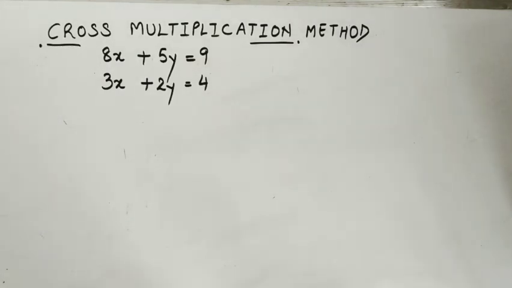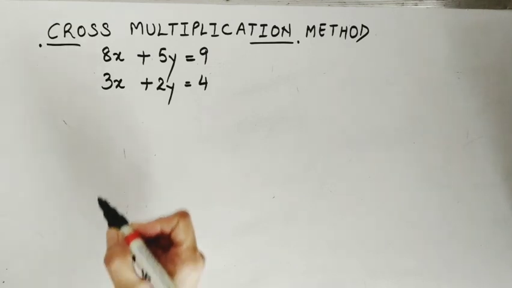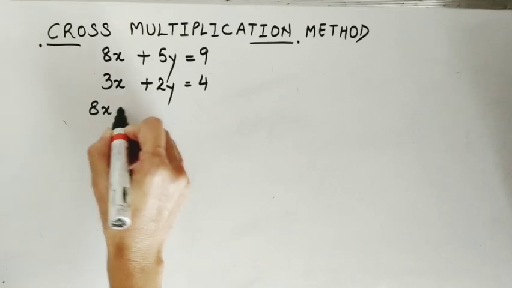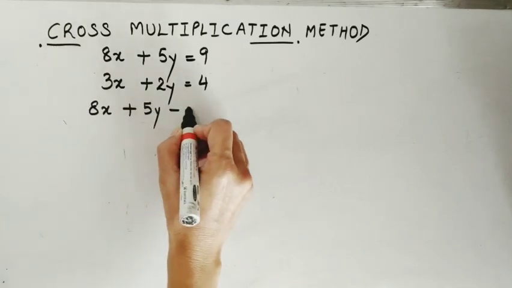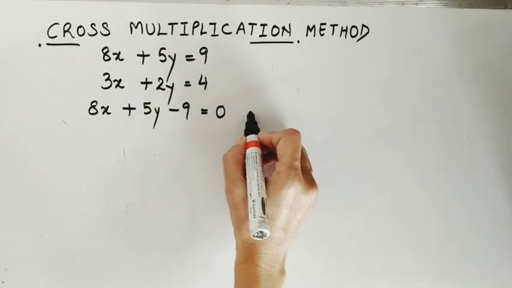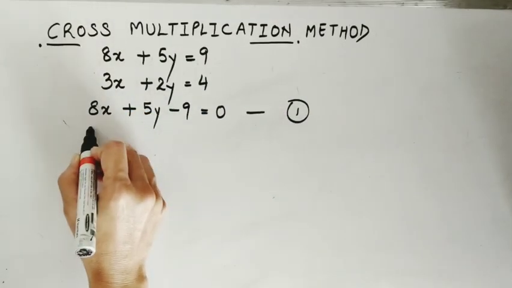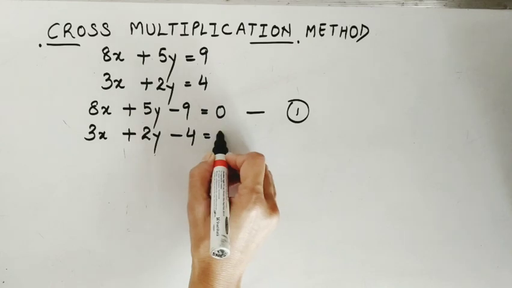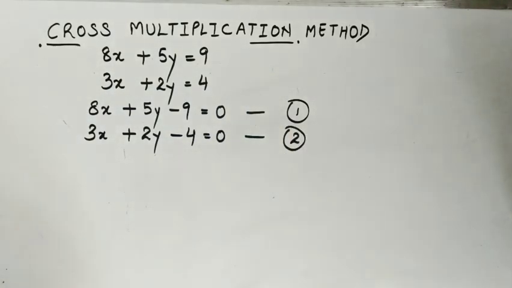To understand this method, let us take equations. We have 8x plus 5y equals 9. The second equation is 3x plus 2y equals 4. Step number 1 would be to put it in general form. General form means bring the constants to the other side. So this can be written as 8x plus 5y minus 9 equals 0, equation number 1. And the second equation would be, this is equation 2, 3x plus 2y minus 4 is 0.